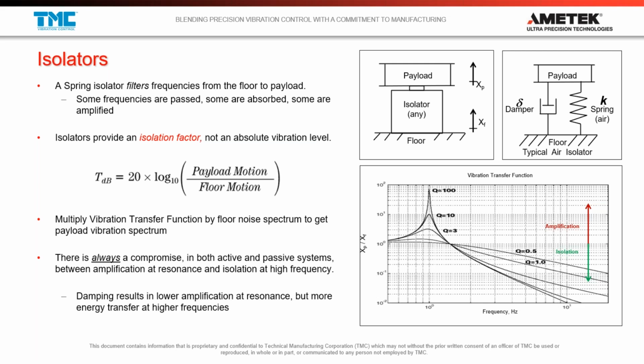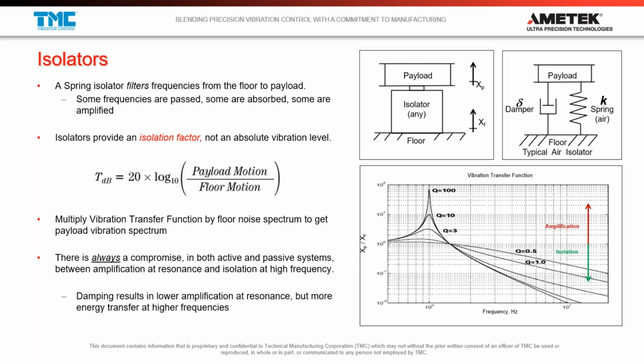An isolator is basically a fancy way of saying it's a spring. It's going to filter and provide a transmissibility function, or a transfer function, from what's input to the floor to what you measure on the payload. That's very important because isolators are not meant to provide an absolute vibration level on a given surface, on the payload. What an isolator does is provide an isolation factor. So it's always a ratio of what's going in to what's going out. You always have to manage that when you're planning for your vibration control.